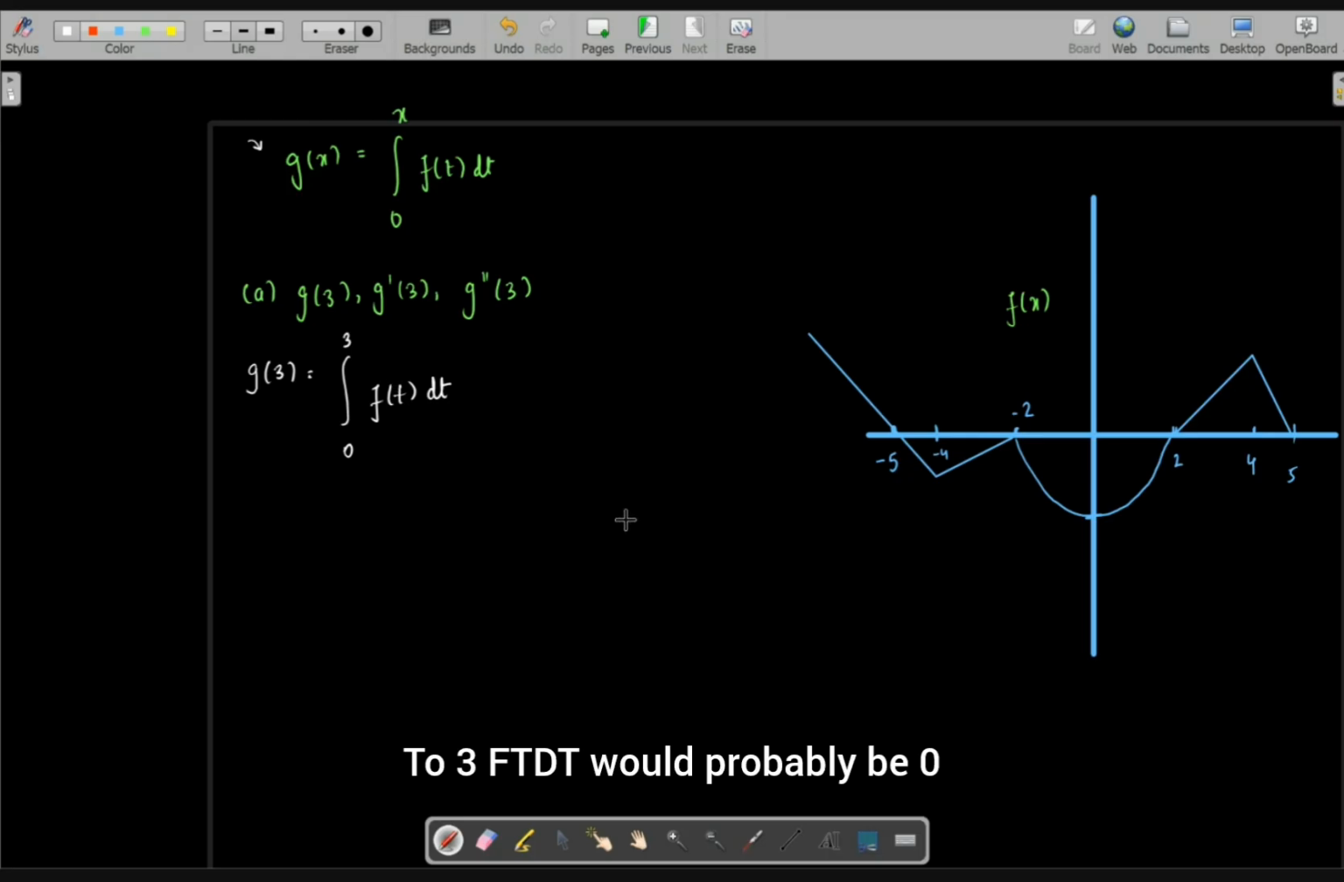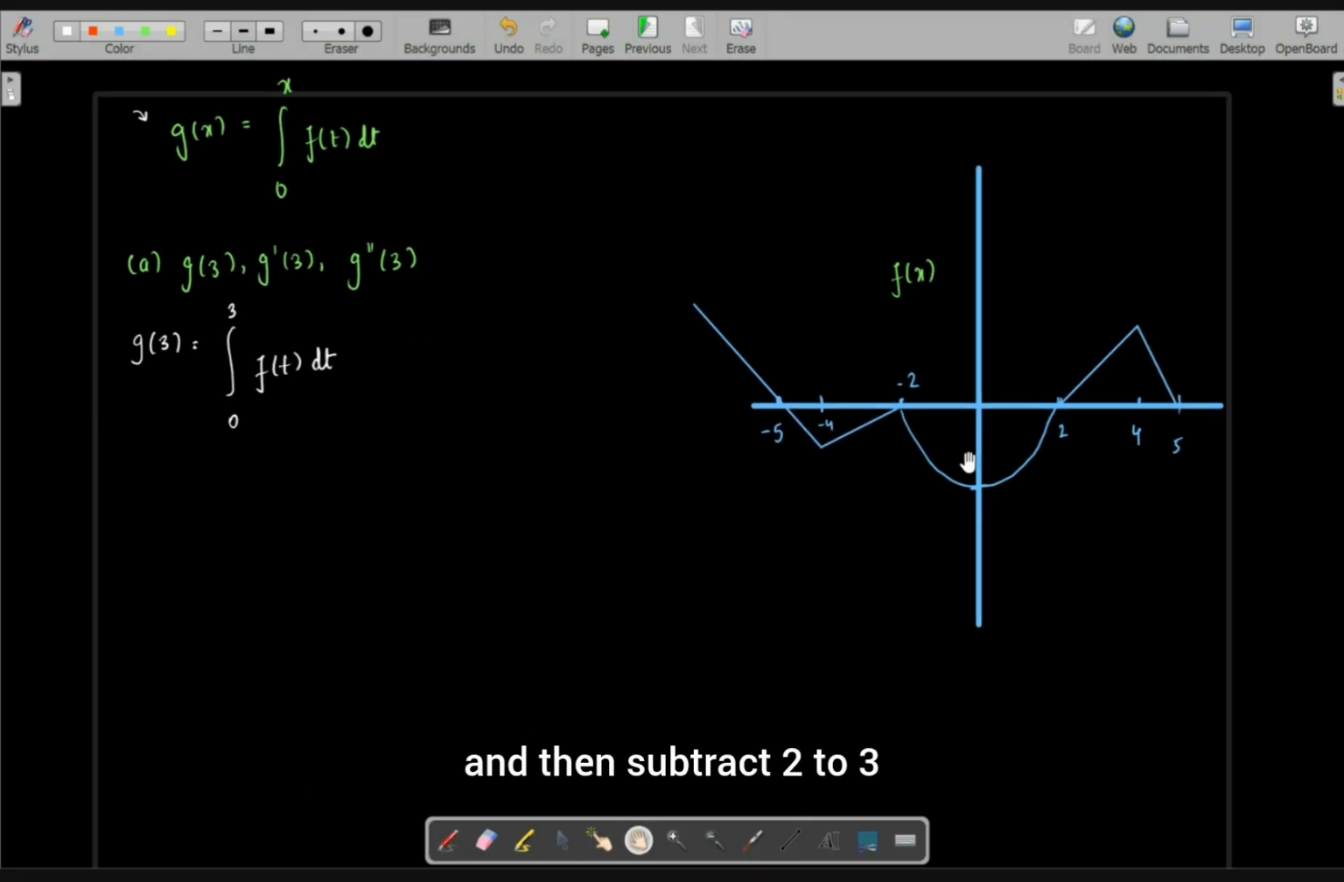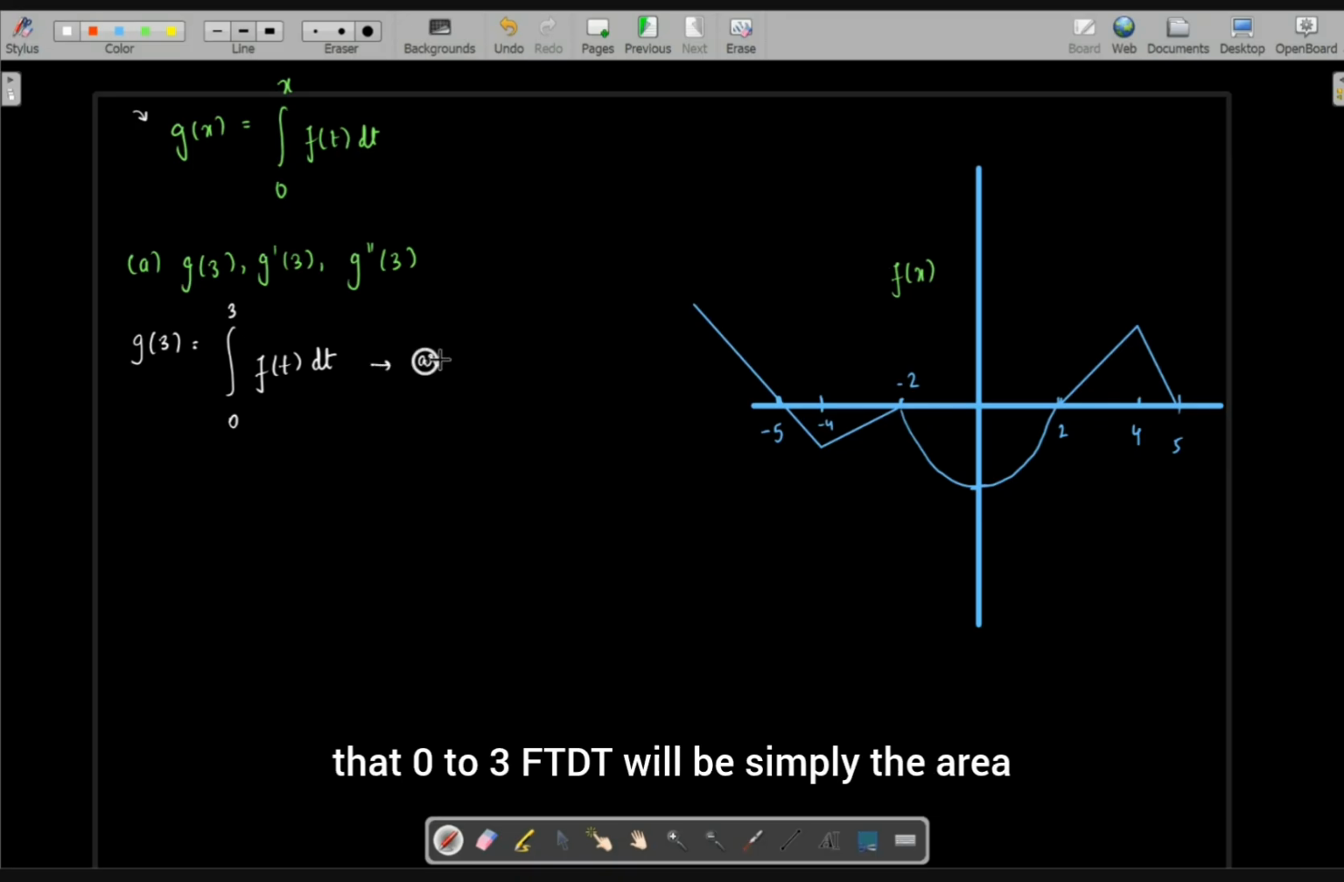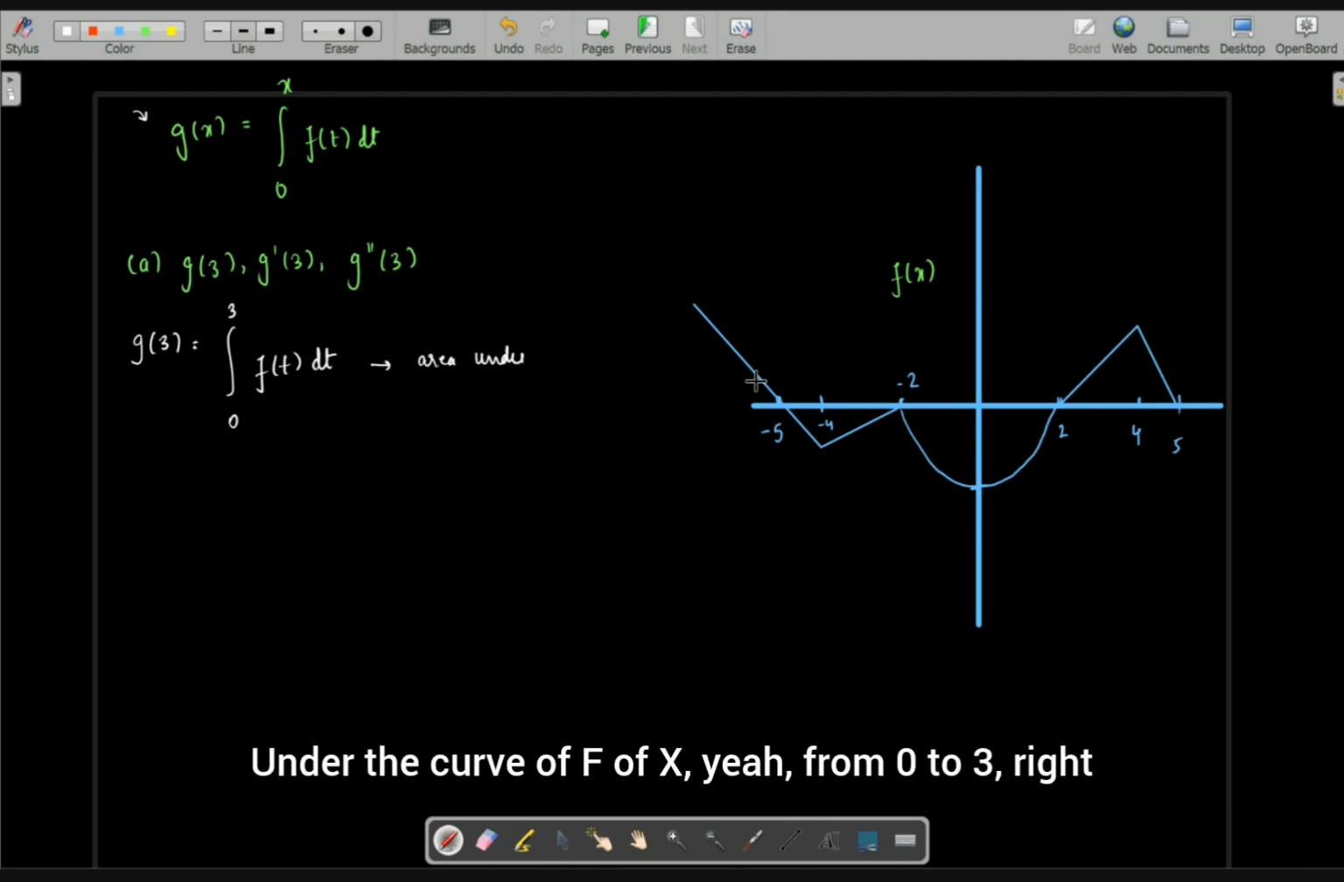The integral from 0 to 3 of f(t) dt would probably be the integral from 0 to 5 minus the integral from 2 to 3, maybe? But why do you want to do 0 to 5 and then subtract? You can straight away find it. First of all, you need to realize that the integral from 0 to 3 is simply the area under the curve of f of x from 0 to 3, right?